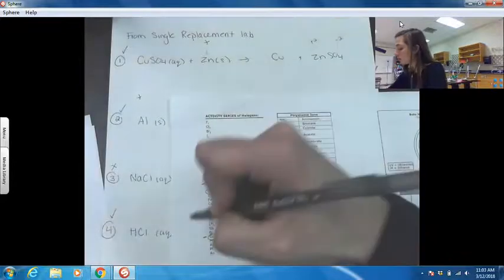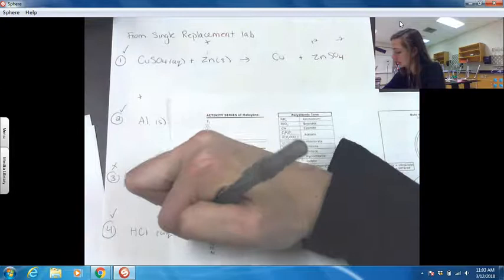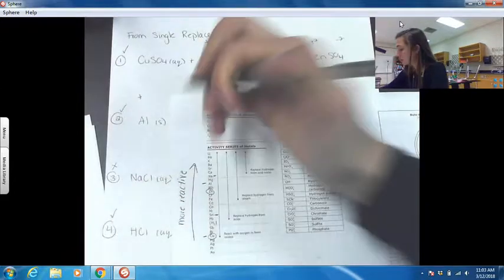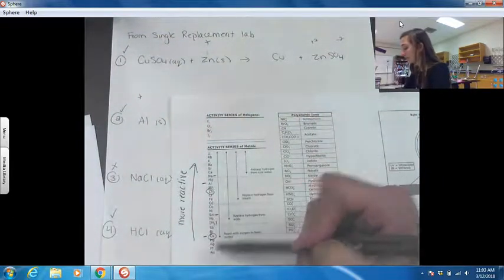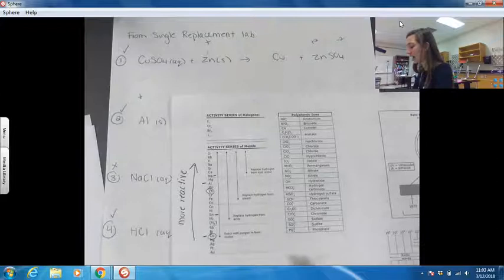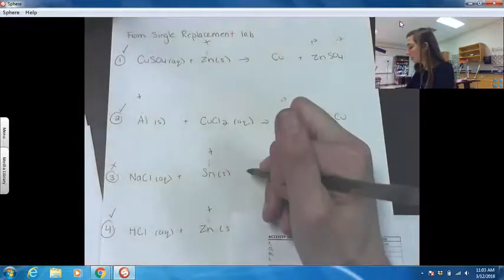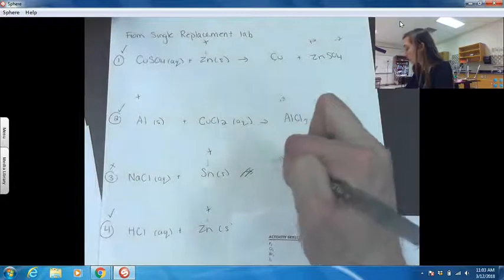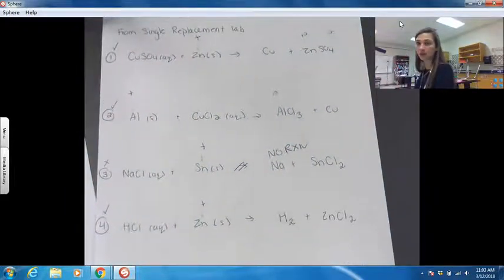So what we need to know is that higher up on the activity series is more reactive. So if the element that's by itself is higher up, it will replace anything below it. If the element that's by itself is lower, then it will not replace, and we would have no reaction. So we put a double slash through that reaction arrow and write no RXN above it. This is how we use the activity series.